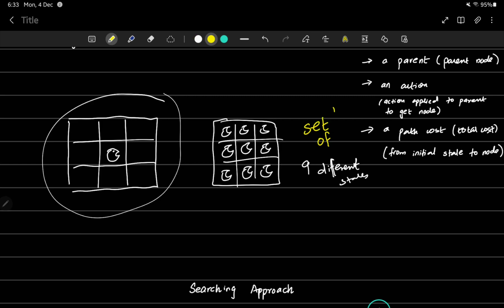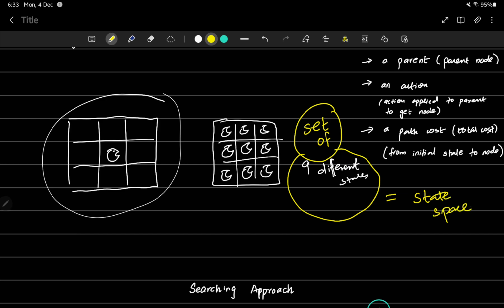This set of 9 different states is called state space because it contains all the different states, right? It contains a state where the agent is only here. Contains a state where the agent is only here, and so on, right? So it is just a set of all 9 different states in this case.